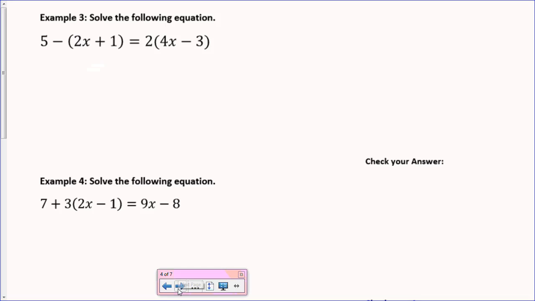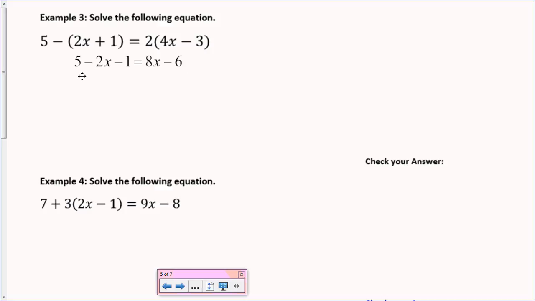Alright, let's go on to something a little bit different. So this is now going to have those combining and distributing steps in here. Example 3, solve the following equation. Well, here on both sides we actually have something to distribute. On this side we have to distribute this -1, and on the other side we have to distribute a 2. So we distribute that, multiply it with everything inside there. We now have that 5 still hanging out in the front, so it's got to be brought down. 5 minus 2x minus 1 equals 8x minus 6.